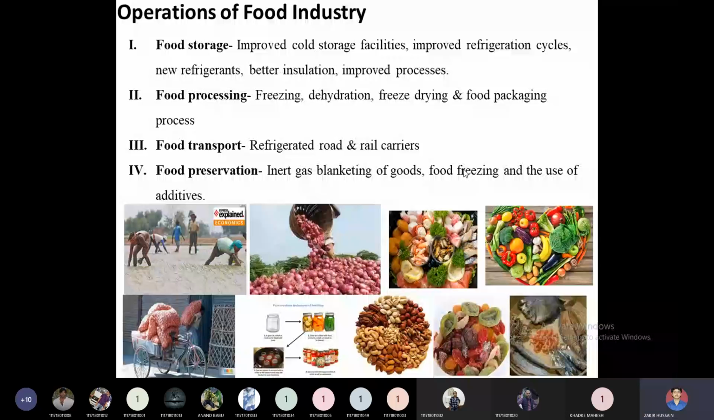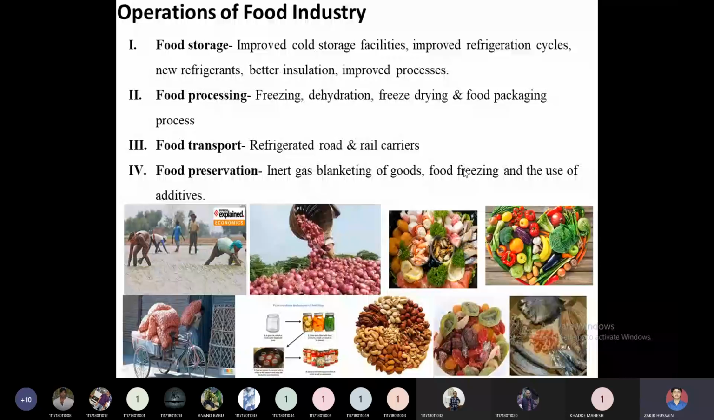So these are all the operations carried out in the food industry. Then the first one is the food storage. What is this food storage? We already discussed improved refrigeration cycle, improved cold storage mechanism. Everything will come under the food storage.